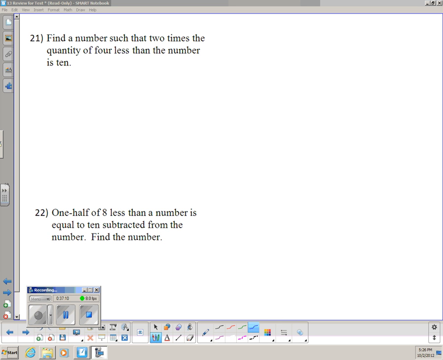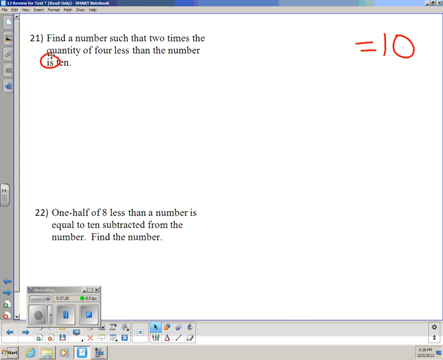Find a number such that 2 times the quantity of 4 less than the number is 10. You find that equal sign. That's the "is." Equals 10. Now you want to translate what's behind that. 2 times the quantity of 4 less than a number.